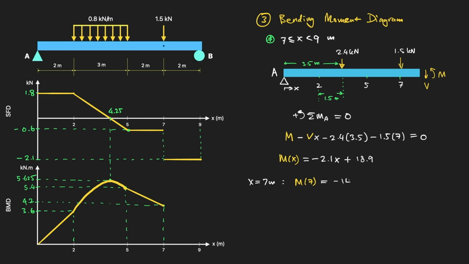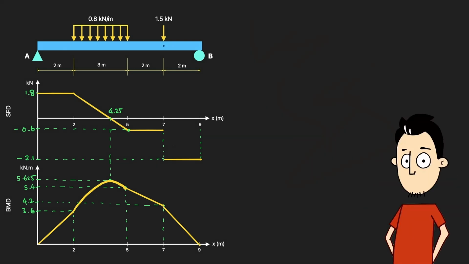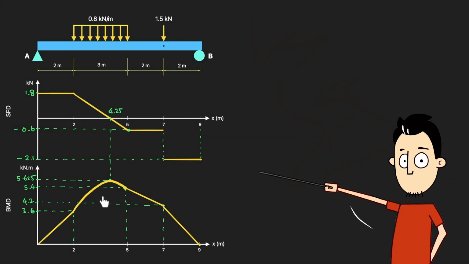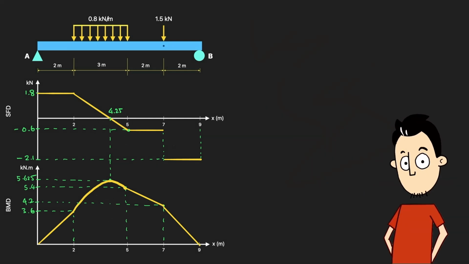At x equals 7, that's minus 14.7 plus 18.9 equals 4.2. At x equals 9, that's minus 18.9 plus 18.9, which is exactly 0. Exactly what a moment diagram has to do at a simple support with nothing beyond it. Alright guys, these are our shear force diagram and bending moment diagram for the problem.